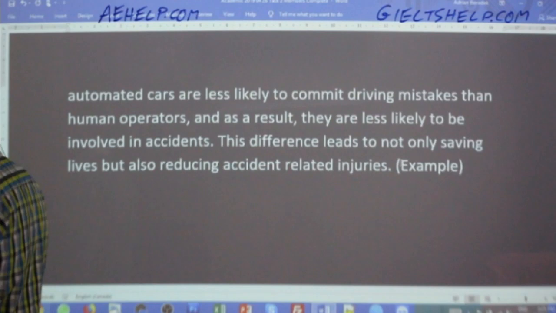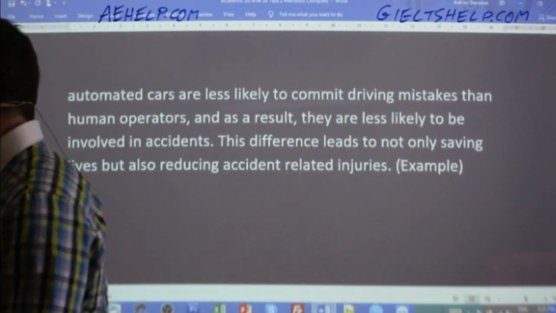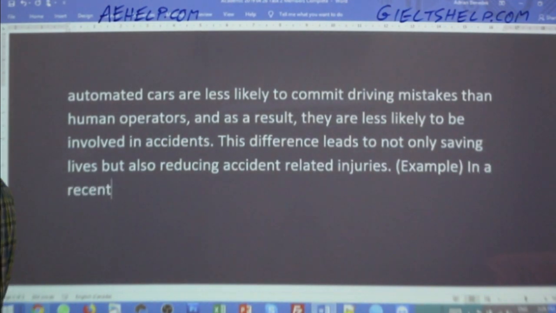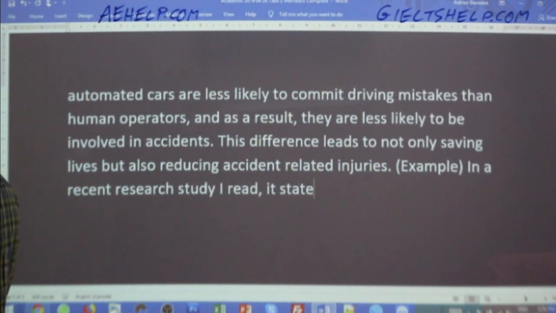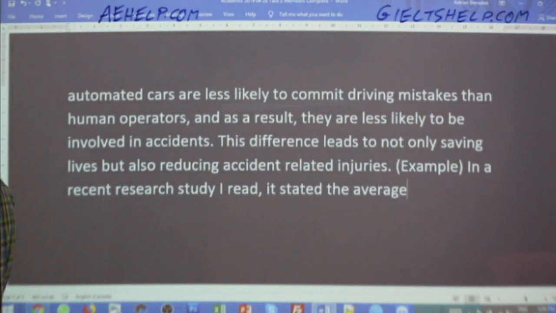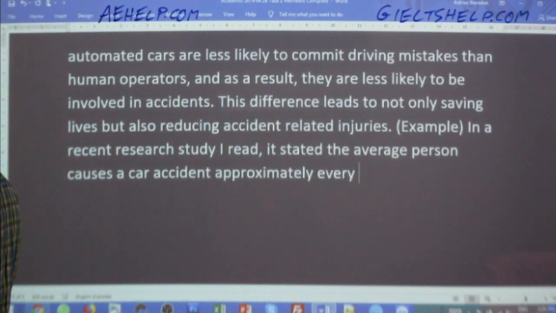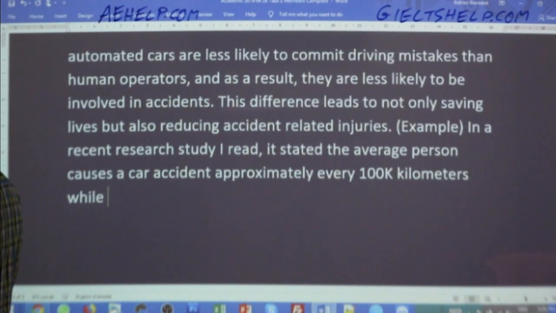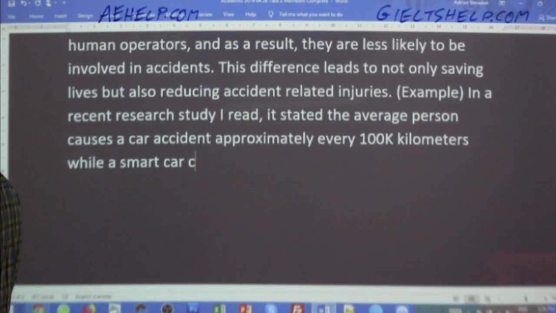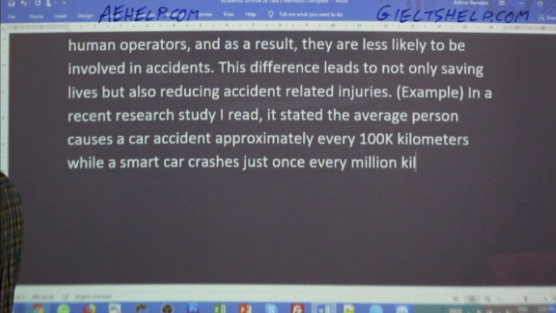And this is a true example that I'm going to give you, an interesting fact to wrap up this class. So here's the example. In a recent research study I read, it stated the average person causes a car accident approximately every 100,000 kilometers, while a smart car crashes just once every million kilometers.